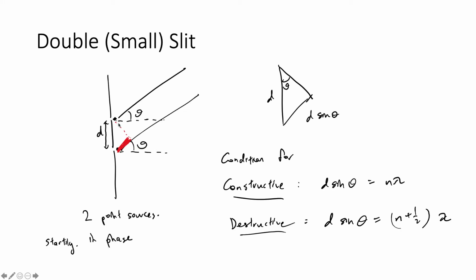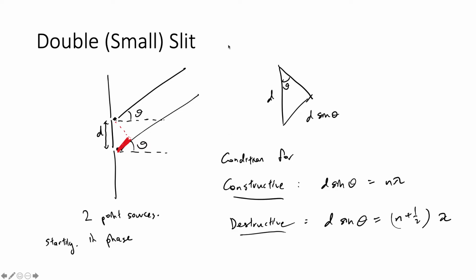So first, for a double small slit, remember that it's small, so each slit acts like a point source. We want to determine the interference pattern on the screen, so we think of each slit as a point source. It's two coherent sources, so they emit light at the same time. You can think of the waves going out in sync.